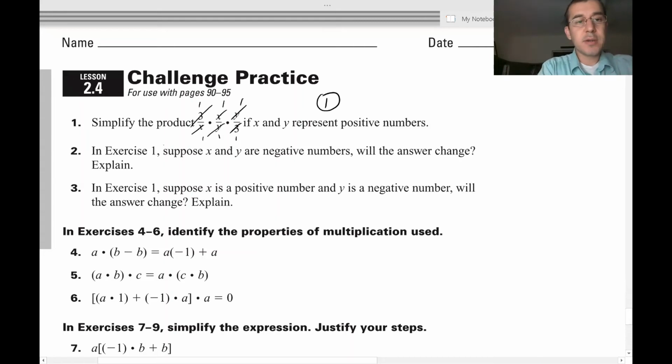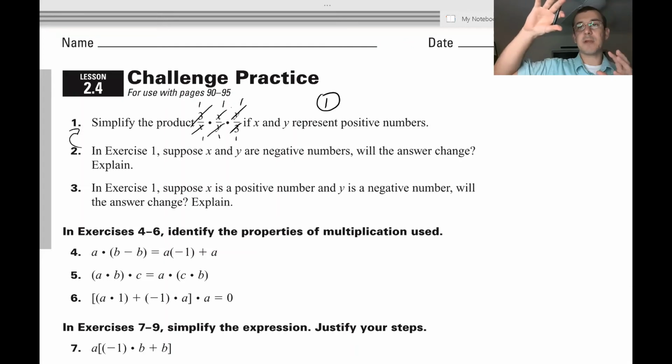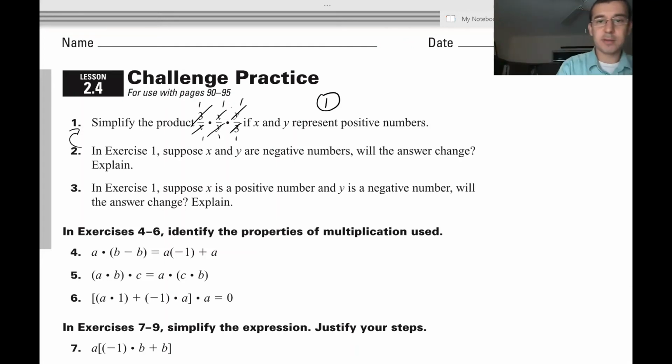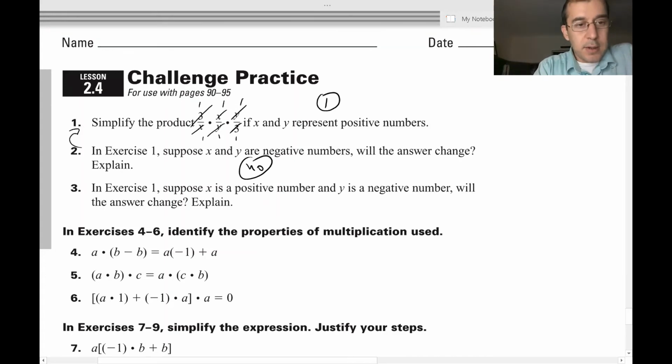Number 2, in exercise 1, so it refers to the first problem, suppose x and y are negative numbers. It doesn't matter, right? Negative, positive will cancel out because x over x cancels out. Doesn't matter if x is -5 or 5. So will the answer change? No. In exercise 1, suppose x is a positive number and y is a negative number. Will the answer change? No, again, because it doesn't matter if x is positive or negative. We're canceling out, simplifying, and x cancels out with x.